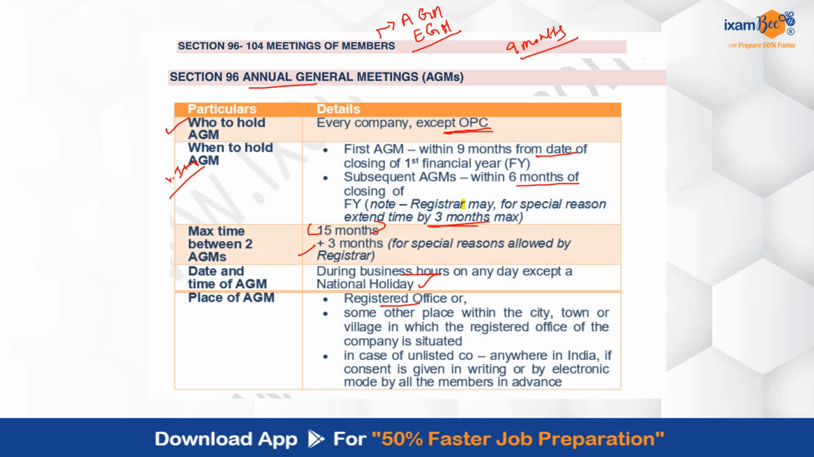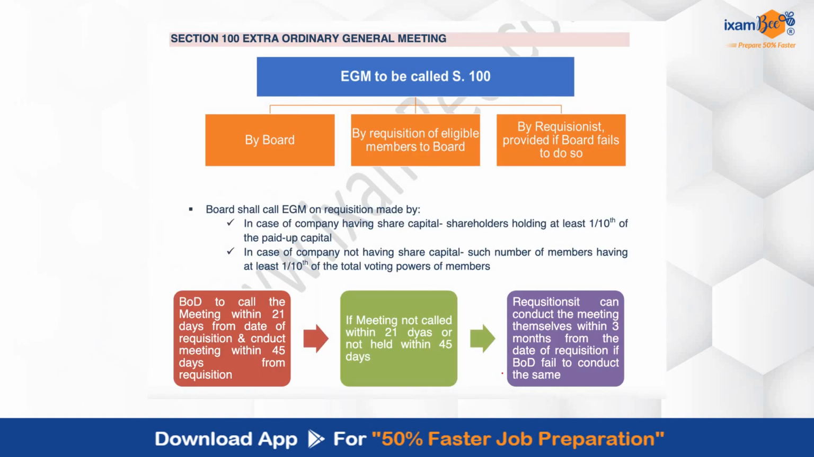If it is an unlisted company, it can be anywhere in India, but for that there has to be a consent in writing of all the members. So these are very important provisions with respect to AGM. The EGM, the Extraordinary General Meeting, is held to discuss urgent matters, for which the company cannot wait till the AGM to be held.